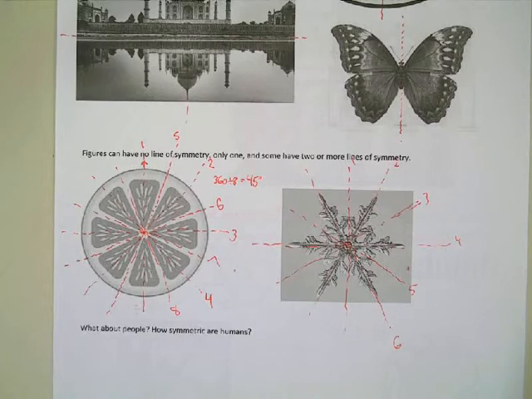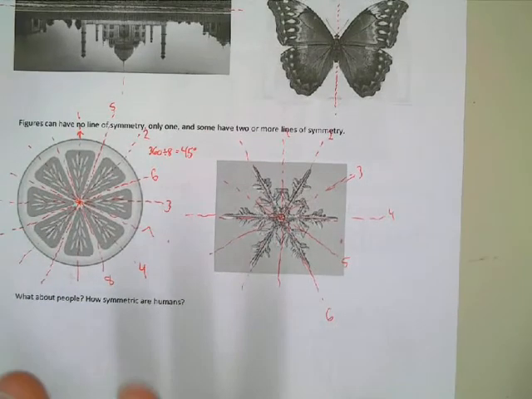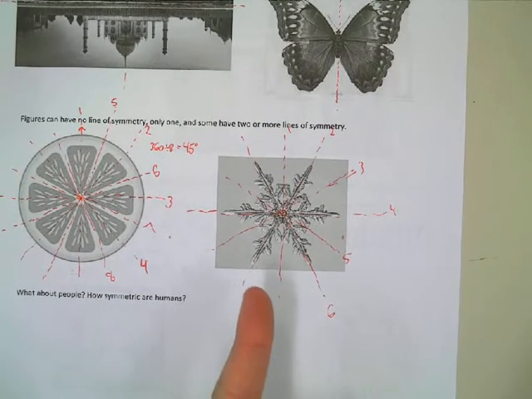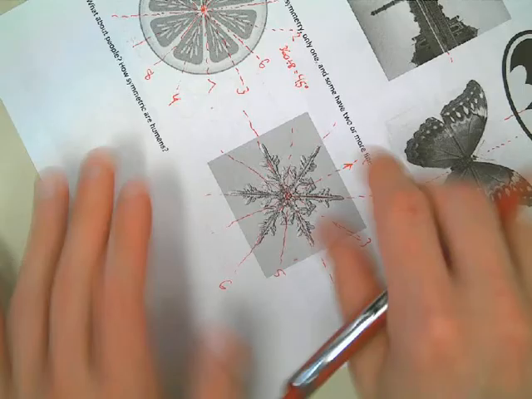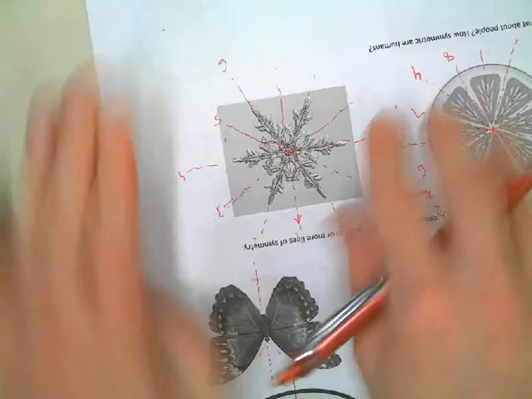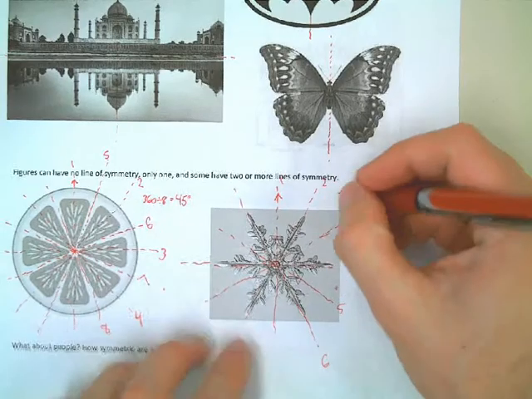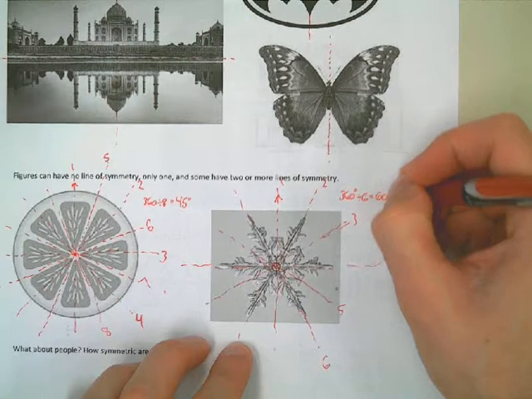Okay, how about the snowflake? Does it have rotational symmetry? Again, forgiving Mother Nature for not being perfect. Yeah, right? So if I call this like the top here, it's going to go 1, 2, 3, 4, 5, and then back to the top 6, so 360 divided by 6. It's also got a 60 degree rotational symmetry there.